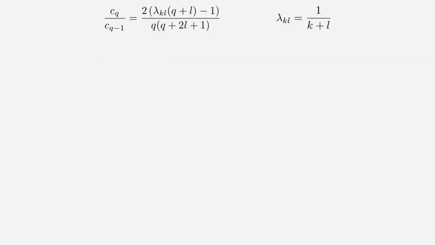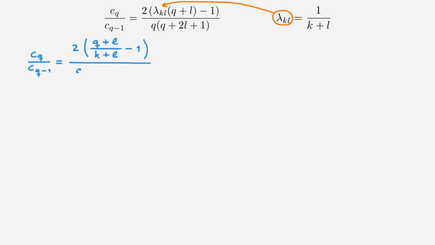We're now ready to go back to our recurrence relation and determine the values of the expansion coefficients in terms of the first coefficient C0. To do so, we're first going to simplify the expression we have for the recurrence relation by inserting this value of lambda inside this expression. Doing so, we get the ratio of CQ to CQ minus 1 as equal to this numerator, where I am already inserting the value we have for lambda, over this denominator.